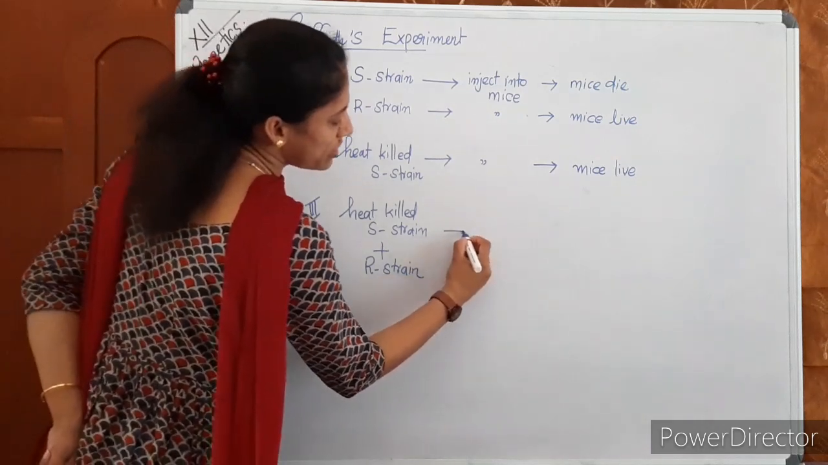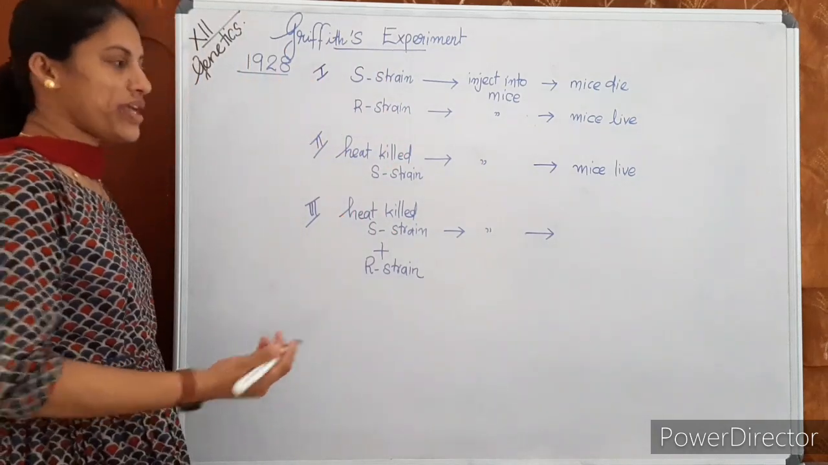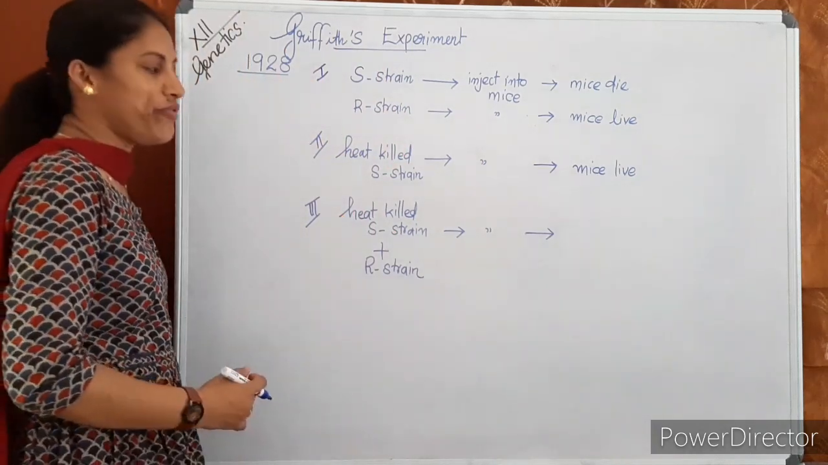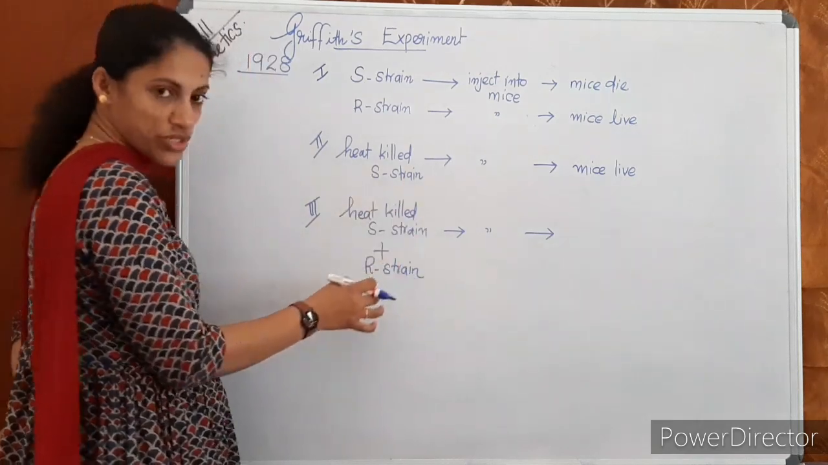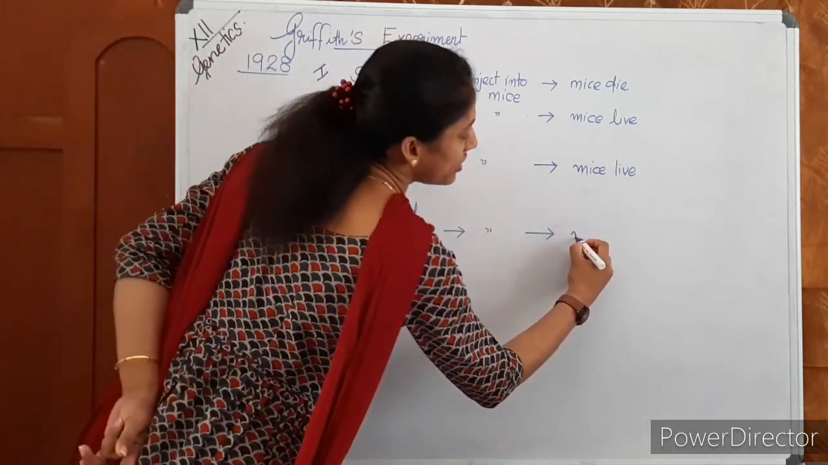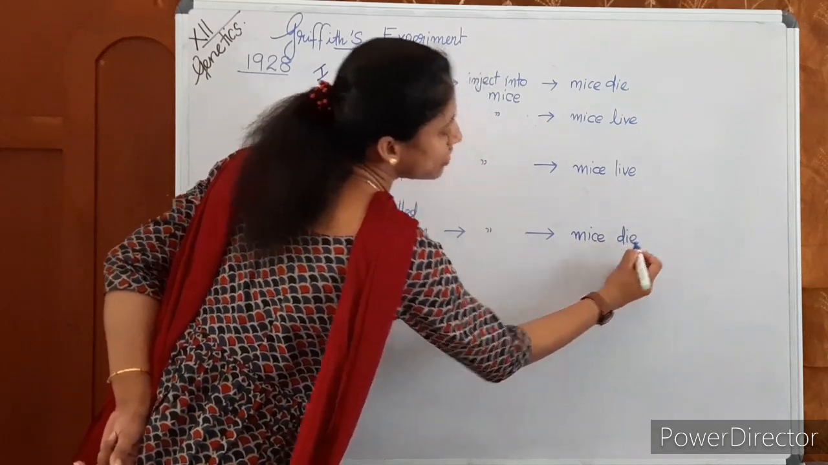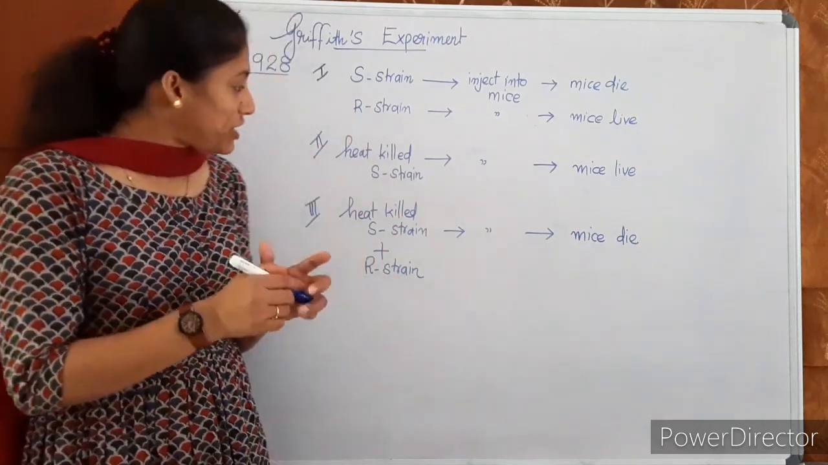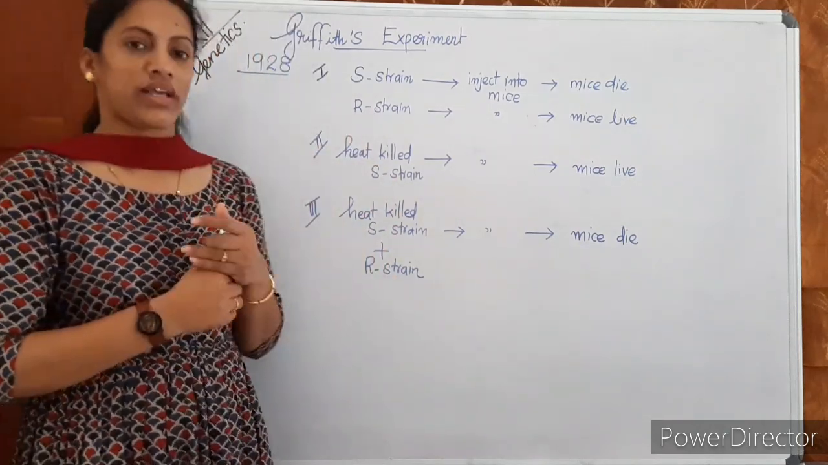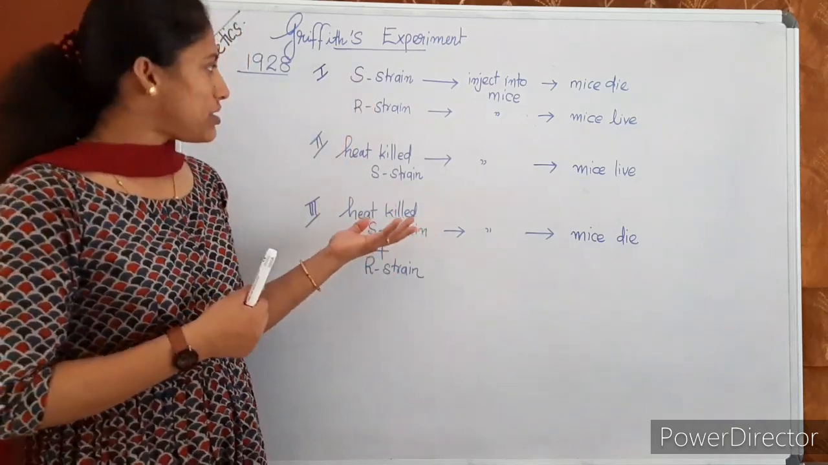What do you expect? Injected into mice, what's our expectation? We expect the mice live. But what happened? When the mixed form was used, the mice died. And these are the different steps of Griffith's experiment. The steps are very clear, I think I will not repeat it.